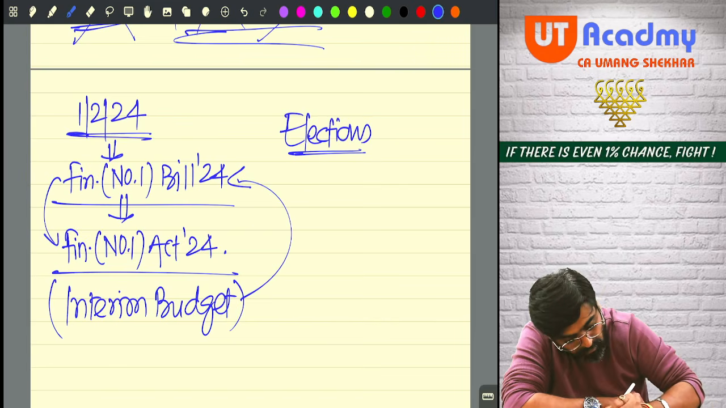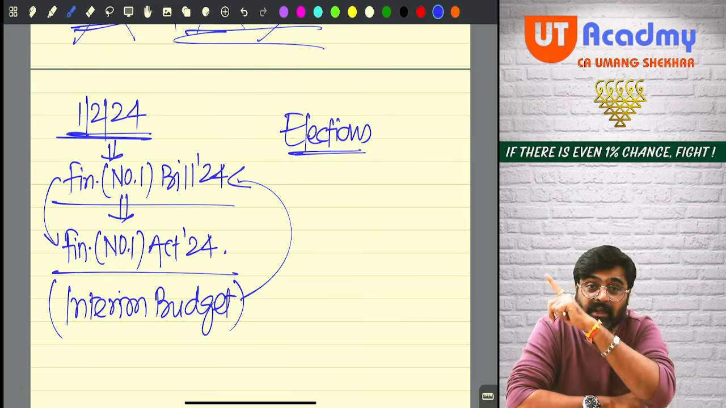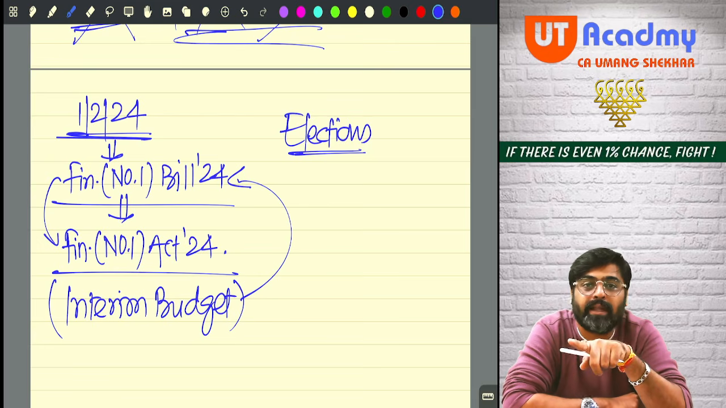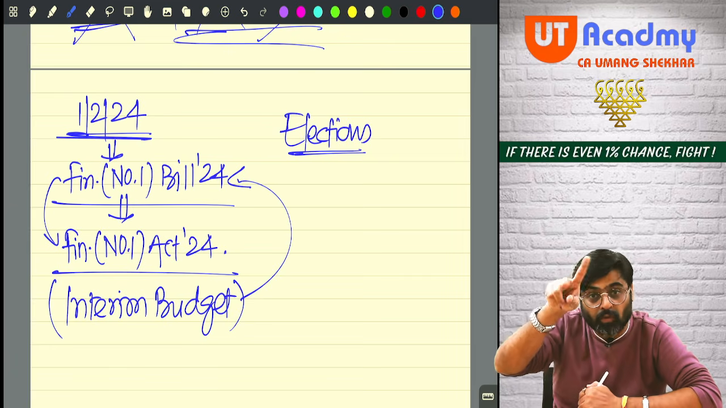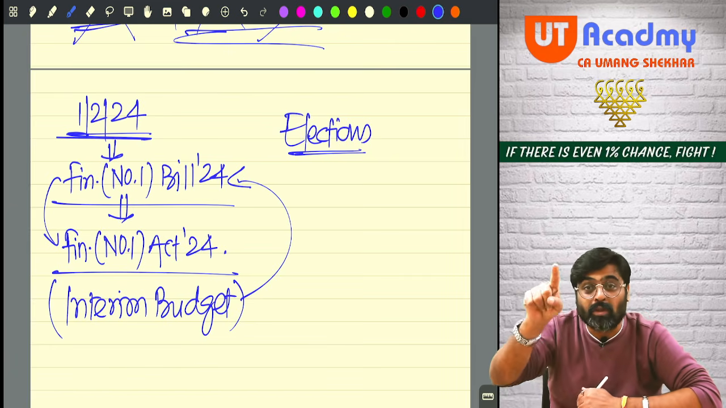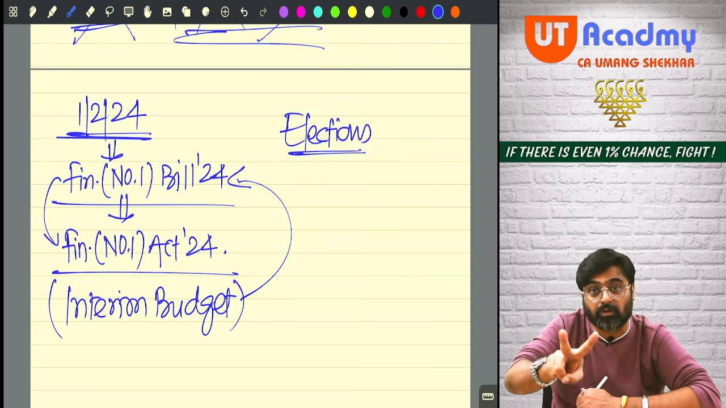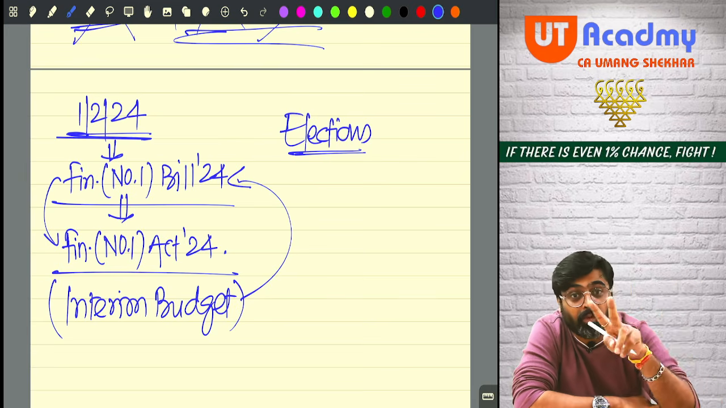So on 1st February 24, this was an election year. The last election year was 2019, if you remember. In 2019, and prior to that it was 2014. In 2014 there were two finance acts. In 2019 there were two finance acts. In 2024 also there were two finance acts. Now in 2029 also there will be two finance acts.